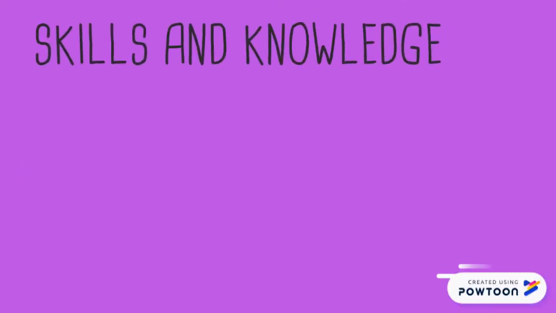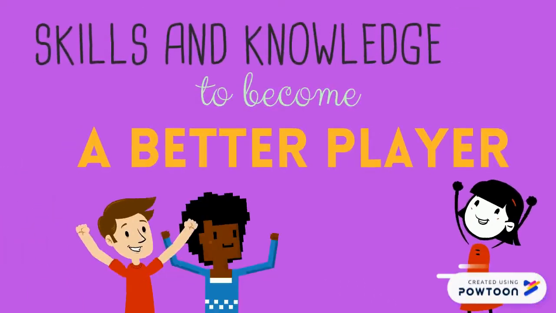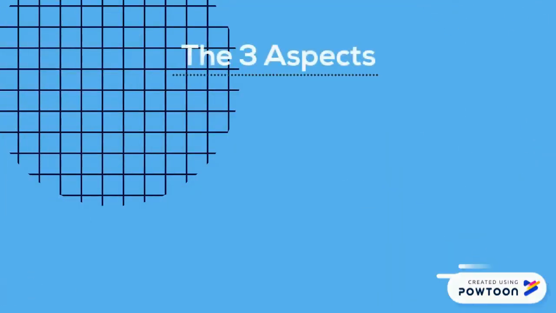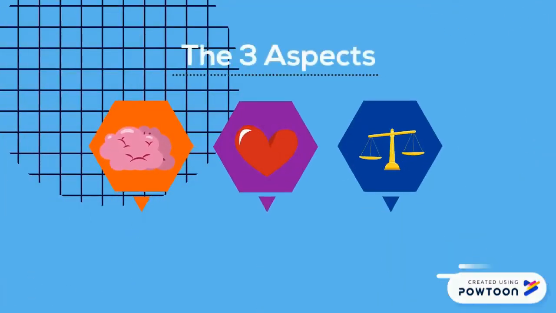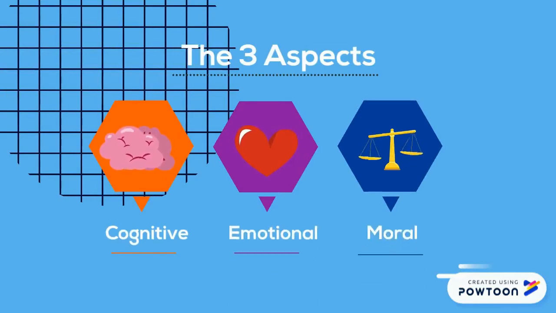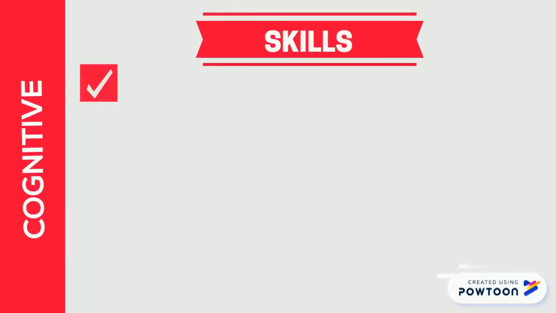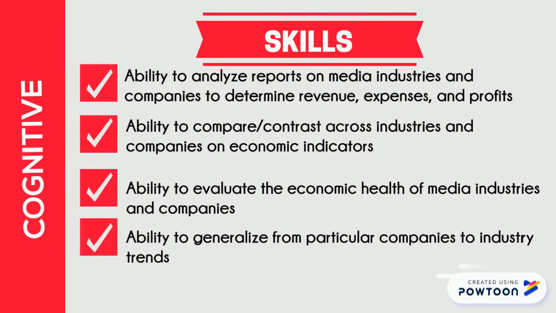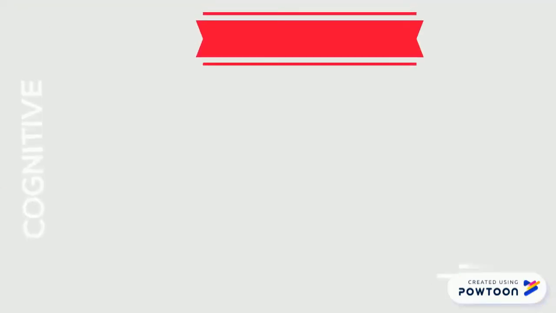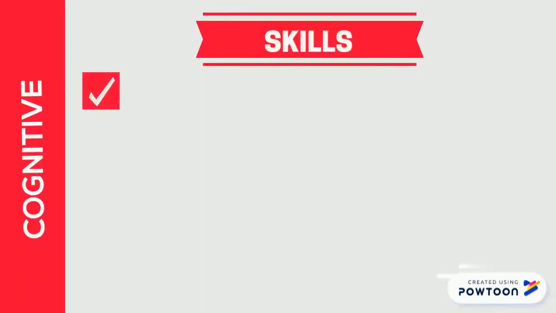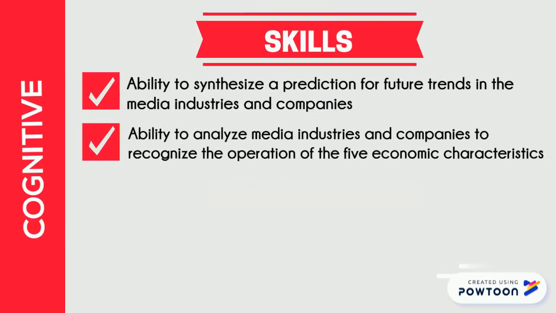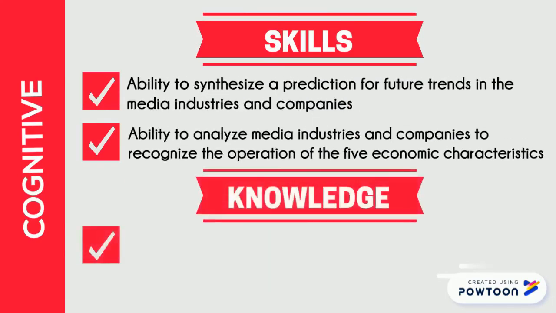The skills and knowledge to become a better player. There are three aspects for it, which include cognitive, emotional, and moral. The cognitive aspect is more tedious, as it involves more about economics. This can be quite a challenge, especially for those who don't have a basic in economics. Thus, more readings are needed for this aspect.